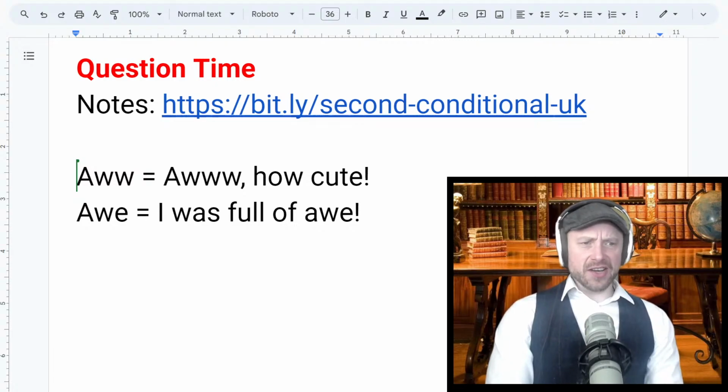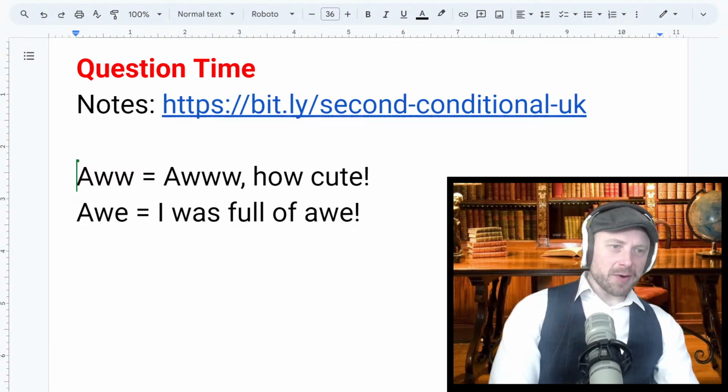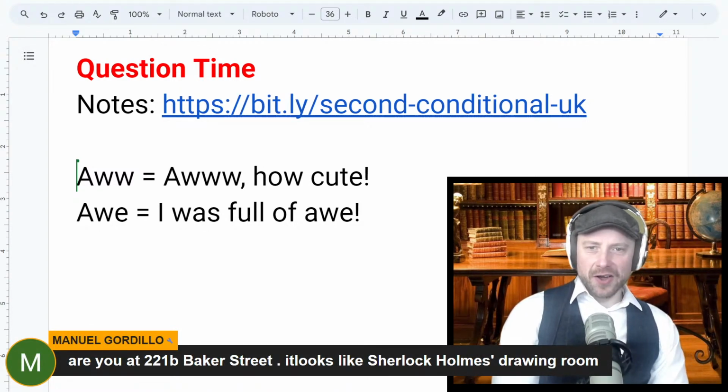Manuel Gorrillo says, are you at 21B Baker Street? Looks like Sherlock Holmes' drawing room.